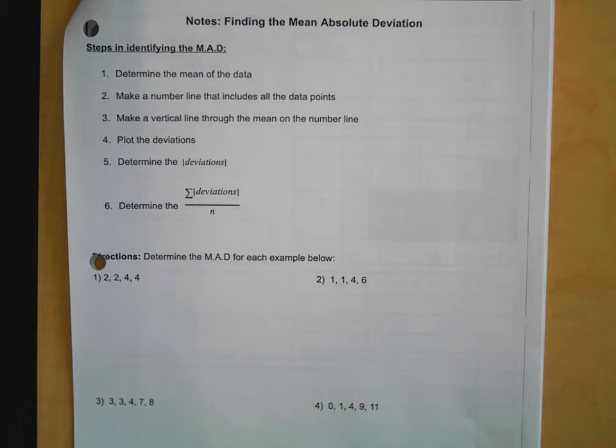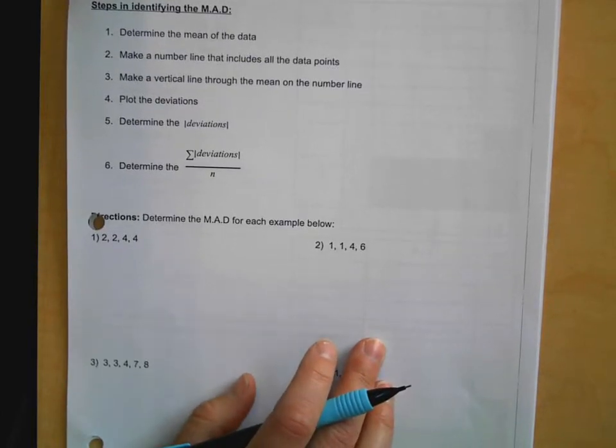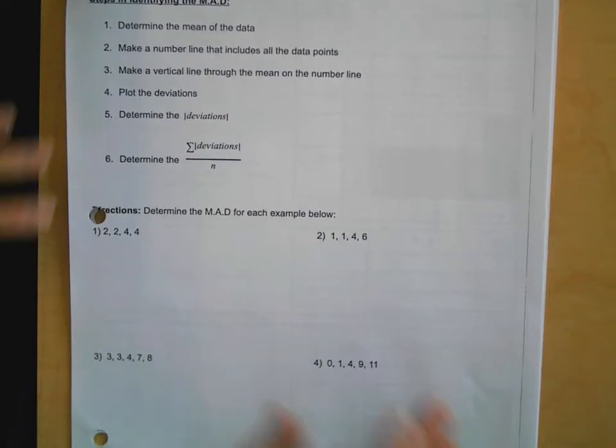For our first section here, we want to actually determine the MAD. So for example, we're going to do number 1. I'll have you guys do number 2, I'll do number 3, and you'll do number 4.